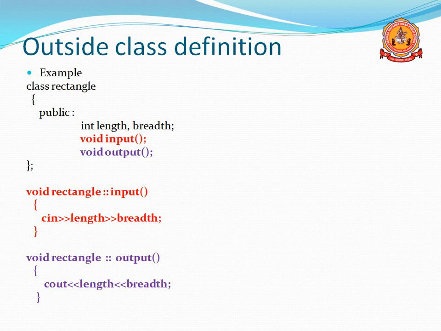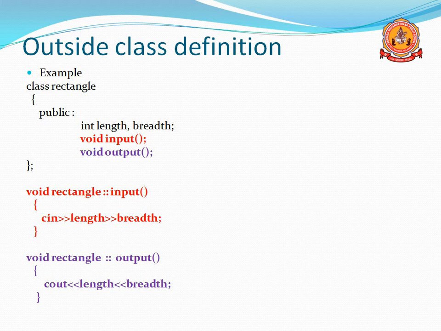Then outside the class definition, we write the 2 functions once again. One is void rectangle scope operator input, then void rectangle scope operator output. That is actually known as the function definition. The function definition is written outside, and the same function declaration we declare inside the class definition.